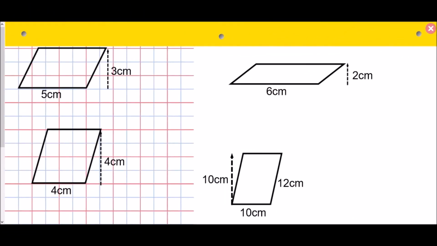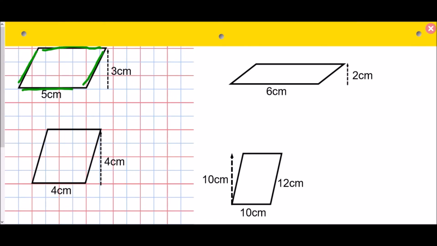So next we're going to look at a different shape. We're now looking at a shape called a parallelogram. It's called a parallelogram because it has a pair of parallel sides, parallel and parallel and parallel and parallel. We have 2 pairs of parallel sides.